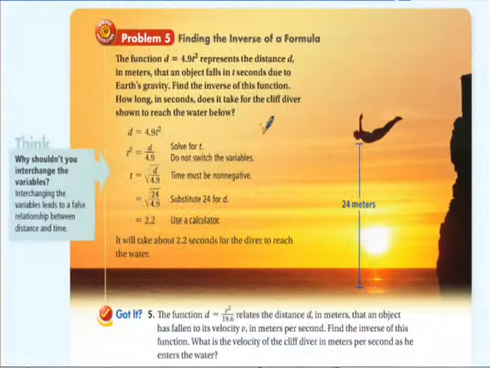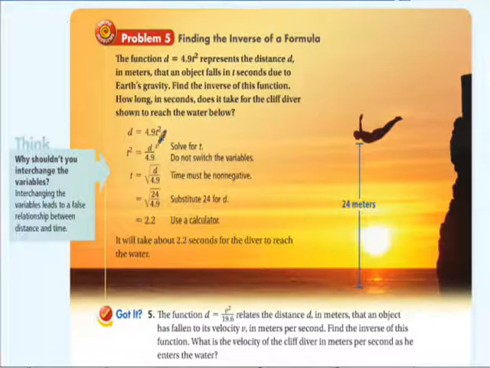So, finding the inverse of a formula. The function d equals 4.9 t squared represents the distance d in meters that an object falls in t seconds due to Earth's gravity. Okay, we're going to find the inverse of this function. How long in seconds does it take for the cliff diver shown to reach the water below?